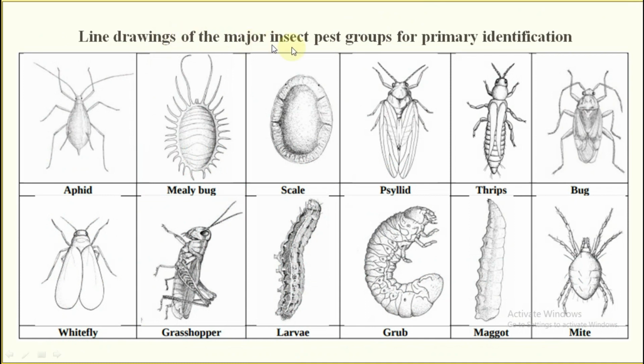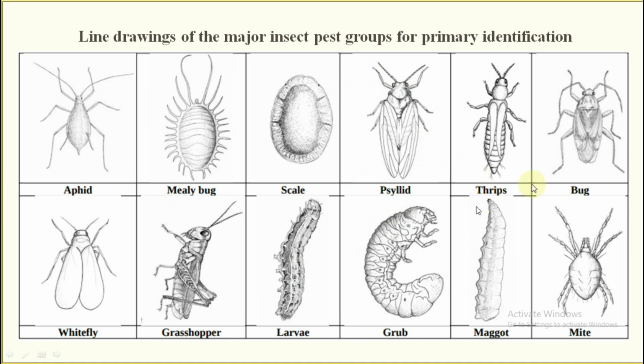Line drawings of the major insect pest groups for primary identification. I think you know these things. This is aphid. How can you identify this is aphid? Presence of cornicles. Cornicles are there. This is mealybug. Scale insect, have you seen? Yes, sir. How will it look like? Ovoid shape will be there. But unlike mealybug, they don't have this powdery growth over their body. Yes or no? Yes, sir.